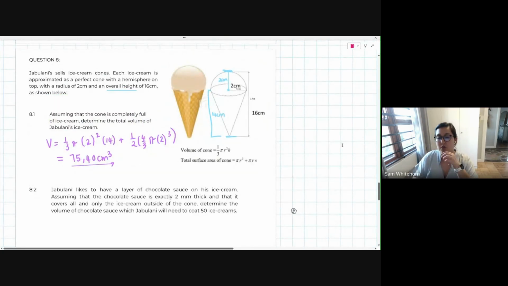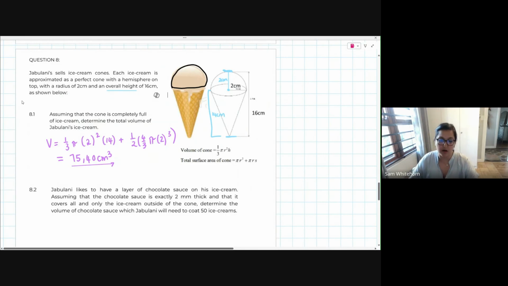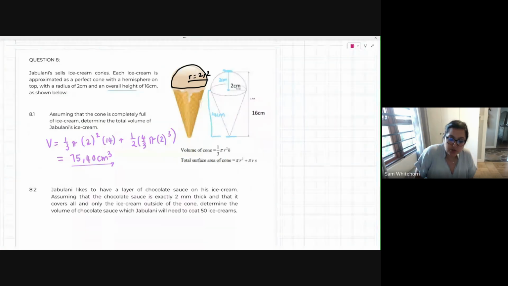Right, so the chocolate sauce is only covering the outside. So my chocolate sauce is basically only covering this hemisphere of our ice cream. Because it's 2 millimeters thick, essentially what I'm doing is we know that this radius is 2 centimeters, but now we're adding on an extra 2 millimeters, so 2,2.